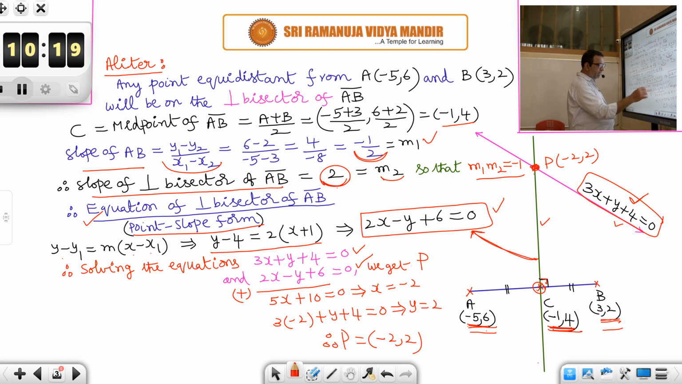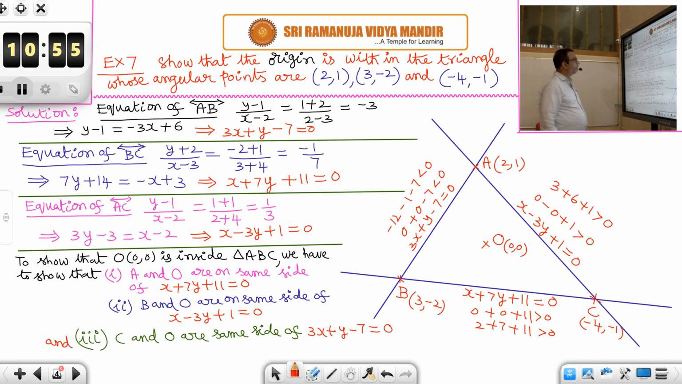Just add them. Y is eliminated, so you will get 5x plus 10 equal to 0, x equal to minus 2. Put x equal to minus 2 in any one of the equations. Say for example in the first equation, so 3 into minus 2 plus y plus 4 equal to 0, so y equal to 2 you will get. So x equal to minus 2, y equal to 2 means the required point is minus 2 comma 2. So same answer only we got in the earlier method also, is it not? So let us see the next example.